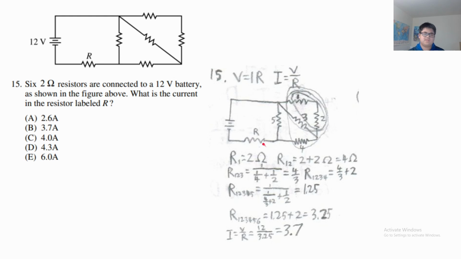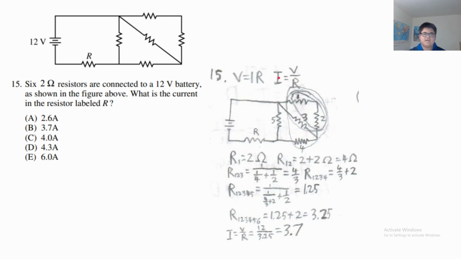And then you take resistor R and you add them together, because resistors 1, 2, 3, 4, and 5 are in series with resistor R. So you add them together and you get the equivalent resistance of all of the resistors combined is 3.25.